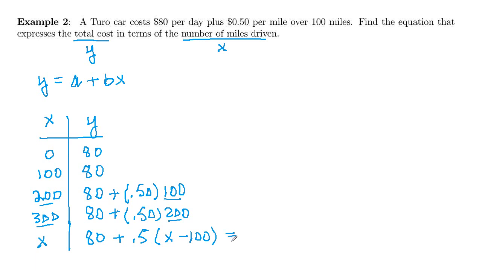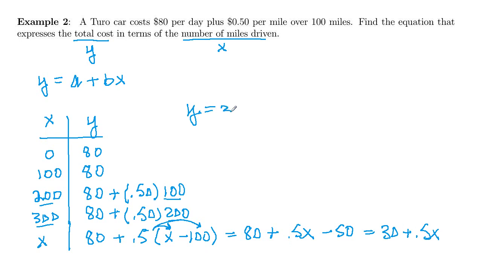And then we can simplify this a bit. So this will be 80 plus 0.5 times x, 0.5x. And then 0.5 times negative 100 will be minus 50. So 80 minus 50 is 30, and then plus the 0.5x. So your equation is going to be y equals 30 plus 0.5x.